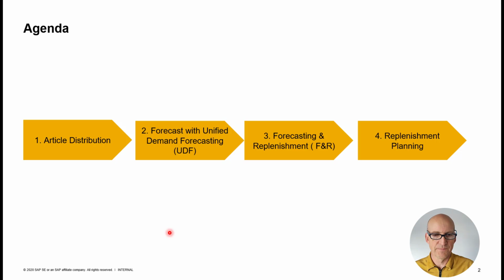First, have a look at the agenda. We're going to start with article distribution. How do I get my article to the stores, to DCs? Then I'll talk about the solution UDF, Unified Demand Forecasting, and how I can make a forecast with it. Then I will talk about a long-term solution, F&R, forecasting and replenishment. And in the end, I will talk about the new solution, replenishment planning.